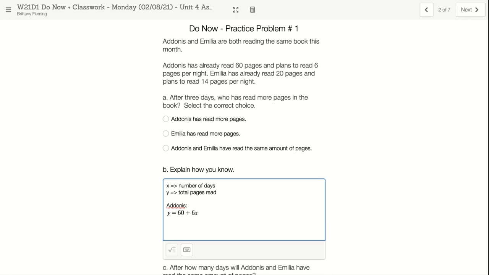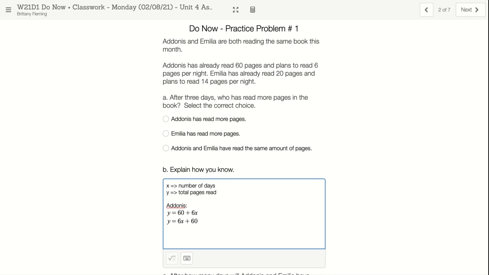So, for example, if 1 day has passed, we know Adonis has read 60 plus 6 times 1, which is 66 pages. If 2 days have passed, we know that Adonis has read 60 plus 6 times 2, which is 72 pages, because 6 times 2 is 12. 12 plus 60 is 72. If 3 days pass, 6 times 3 is 18. 60 plus 18 is 78.